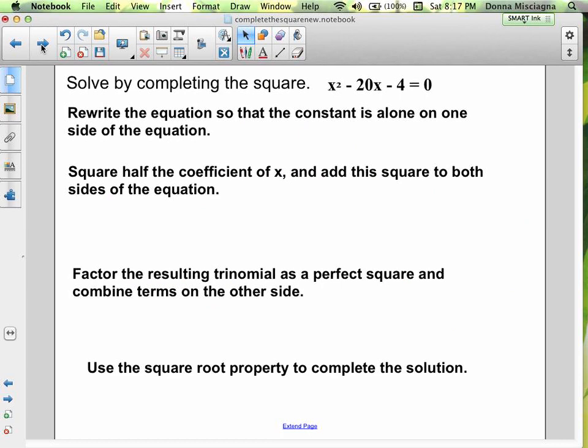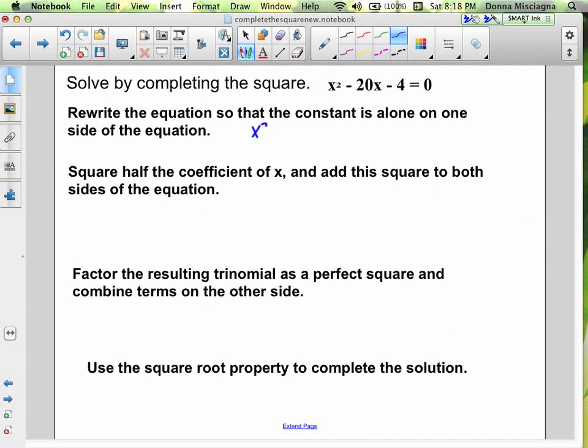All right, so we want to solve x squared minus 20x minus 4. We'll rewrite it so the constant term is alone. Our a in all the problems in this Nearpod is going to have a value equal to 1, so we're never dividing by a in this particular lesson. All right, so we're going to add 4 to both sides.